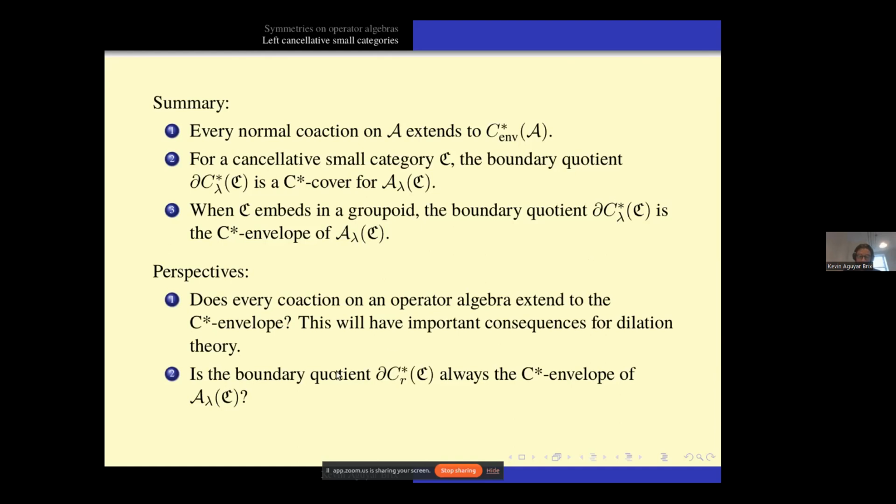For example, is this always the case? We have conditions before we can conclude that the boundary quotient is the envelope. Is this the case more generally? We don't know. We can only show this lifting result, this extension result, for normal coactions. But what happens if you have a coaction that's not normal, for example? This will have consequences for dilation theory. So there are many different perspectives you can take from this.